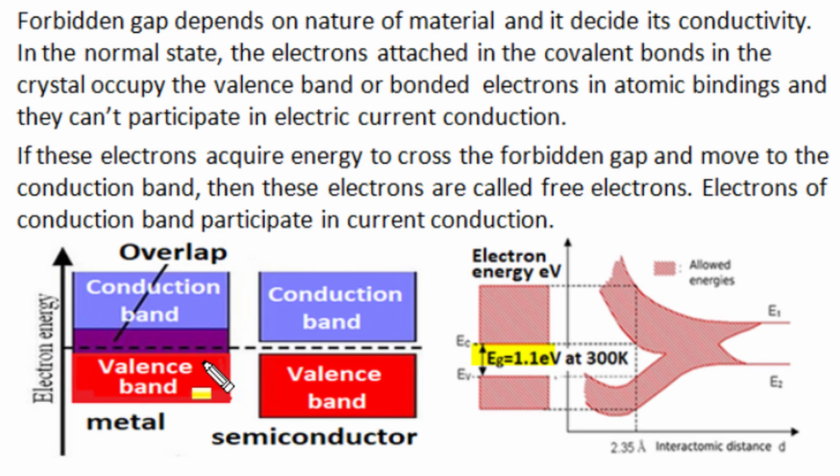In normal state, the electrons attached in covalent bonds in a semiconductor crystal formation occupy the valence band and are called bonded electrons in atomic bondings, and they can't participate in electric current conduction. If these electrons of the valence band acquire good enough energy to surpass this forbidden energy gap interval, which is 1.1 eV at 300 Kelvin in silicon crystal, then they can take position in the conduction band, and such electrons of the conduction band are just like free electrons.